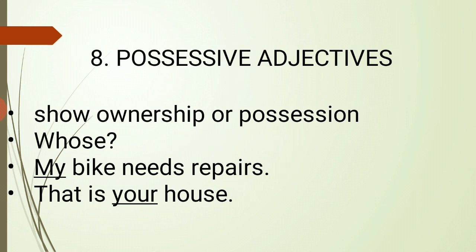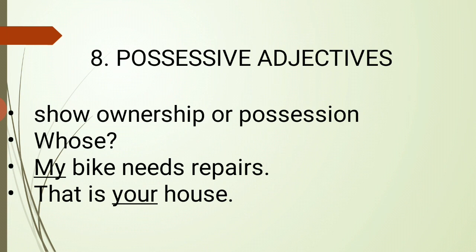Last but not the least, we have possessive adjectives. Now, adjectives which help to show ownership or possession are known as possessive adjectives, and they always answer the question whose. My bike needs repairs. Whose bike? My bike. That is your house. Whose house? Your house. So the words my and your over here show ownership or possession. They actually qualify the nouns bike and house. Therefore, they are known as possessive adjectives.